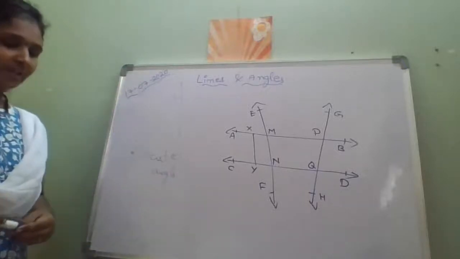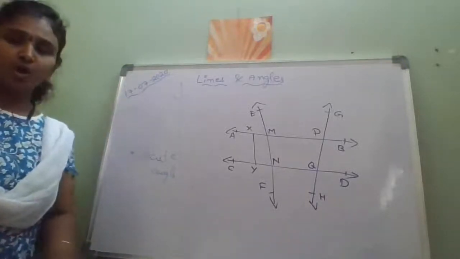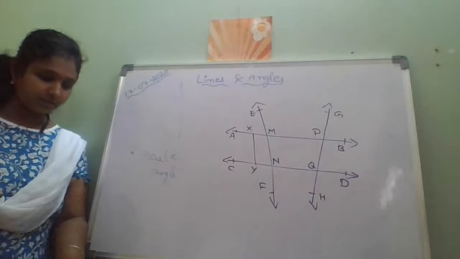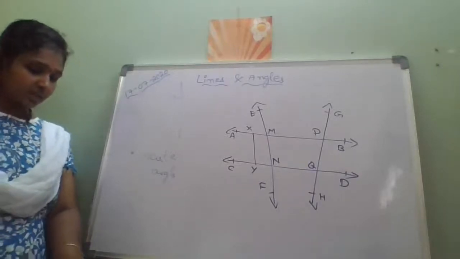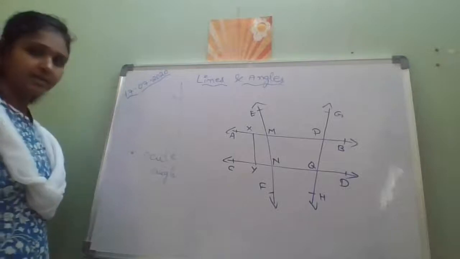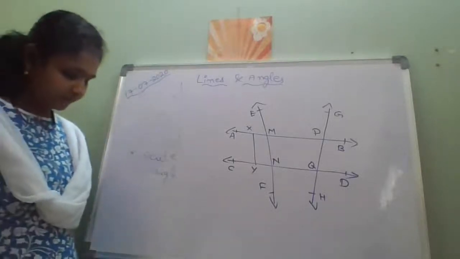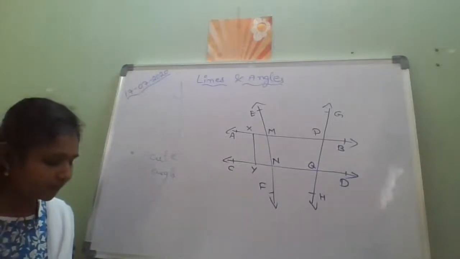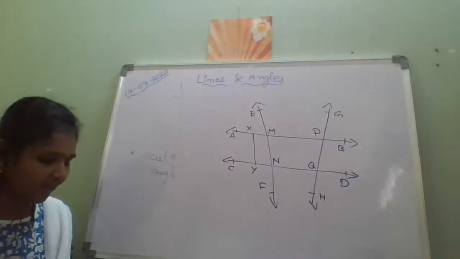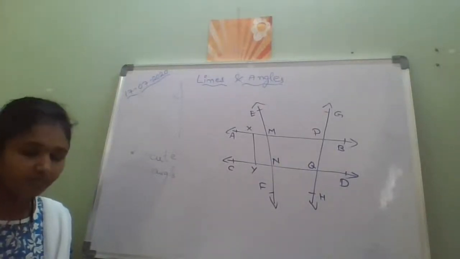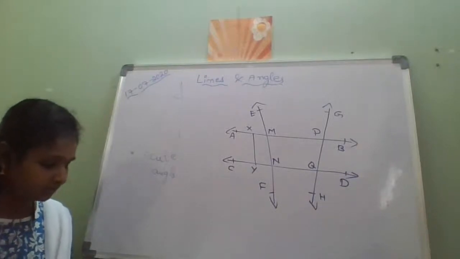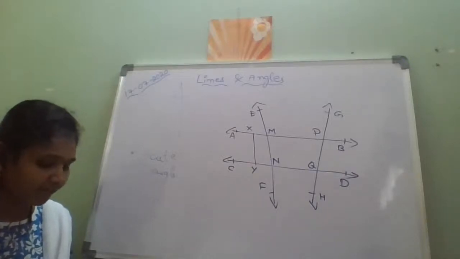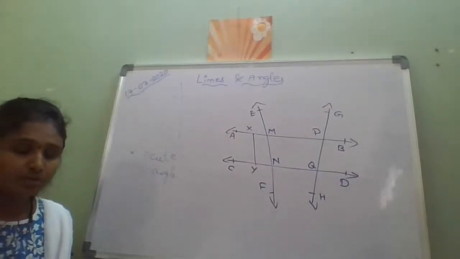Okay. Now I will ask some questions. Tell me true or false. A ray has no end point. A ray has one end point. So no end point is false. Next. Line AB is the same as line BA. True. Ray AB is the same as ray BA. False.